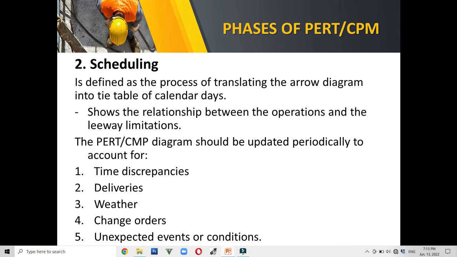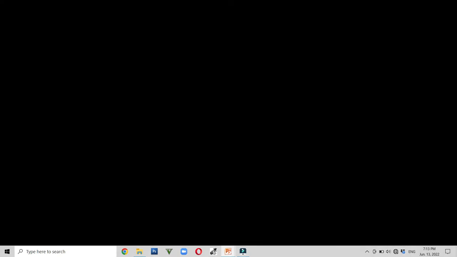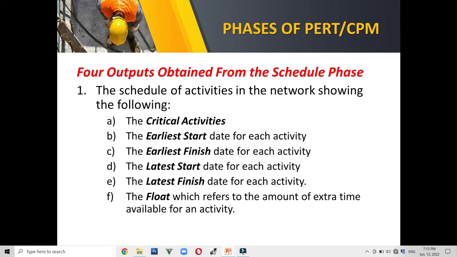And of course, change orders, this would force us to adjust. The number 5, unexpected events or conditions. So, 4 outputs obtained from schedule phase. The schedule of activities in the network showing the following.